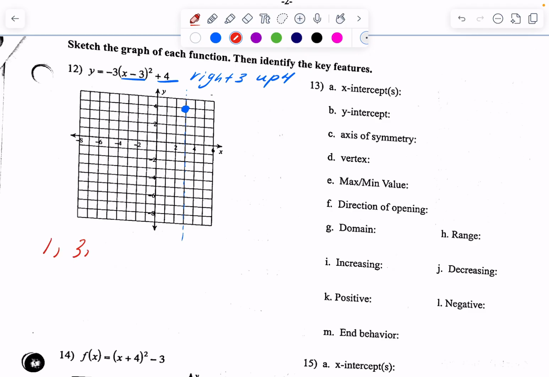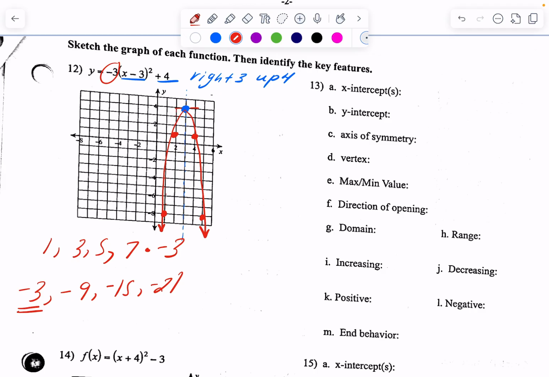So 1, 3, 5, 7 needs to be multiplied by our a value, which is negative 3. So it's actually negative 3, negative 9, negative 15, negative 21. So we're going to go over 1, down 3. Over 1, down 3. Then over 1, down 9. Over 1, down 9. We have enough points to finish graphing that, but now we'll answer the questions.